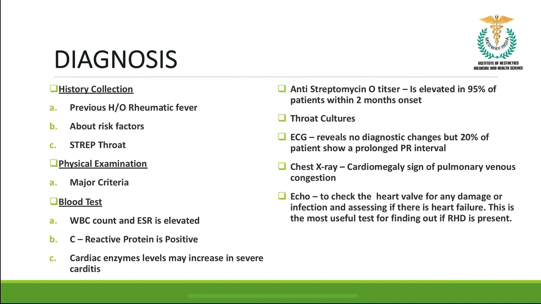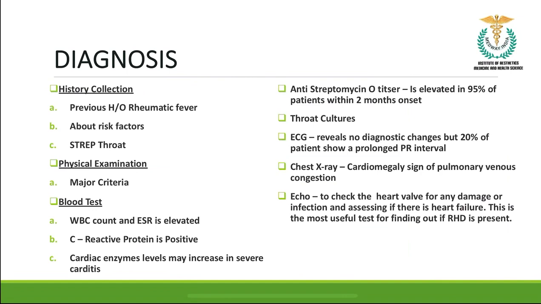Third one is strep throat. Strep throat is a bacterial infection that causes inflammation and pain in the throat. It is mainly caused by the group A beta hemolytic streptococcus bacteria. So these are the three important points you have to make sure that you ask the patient during the history collection period.